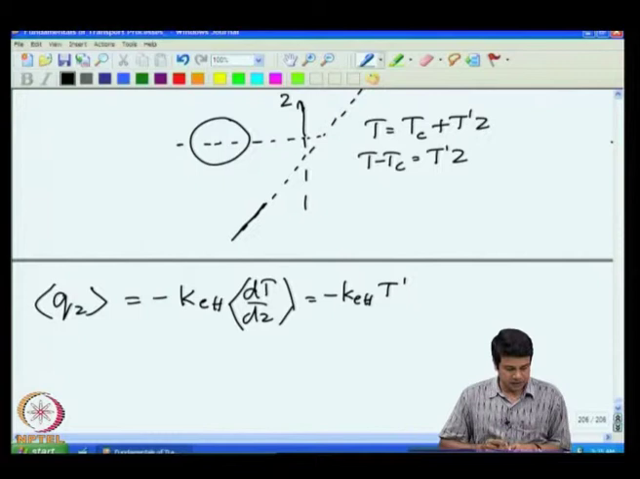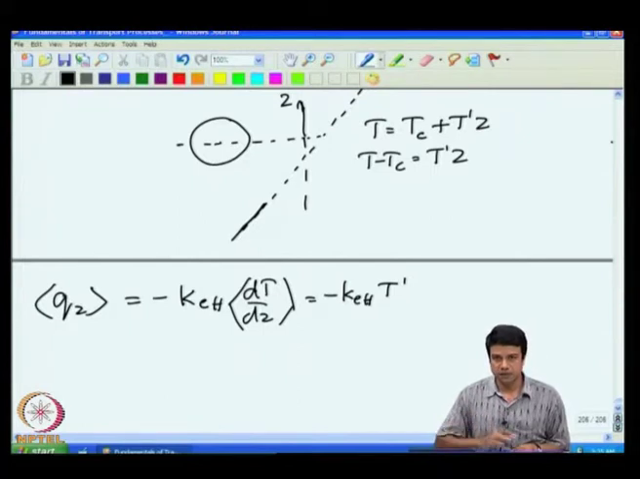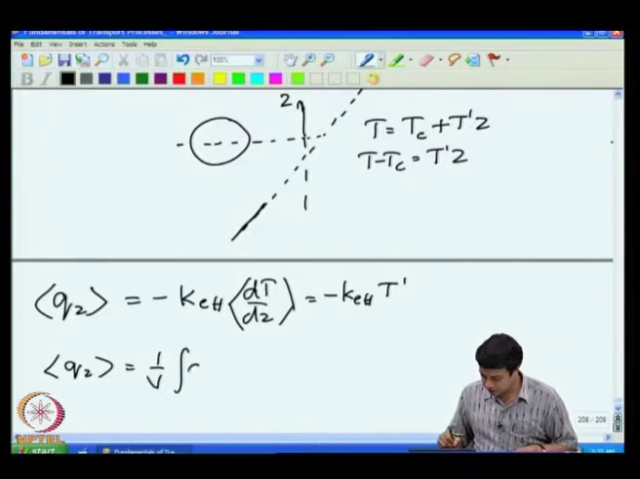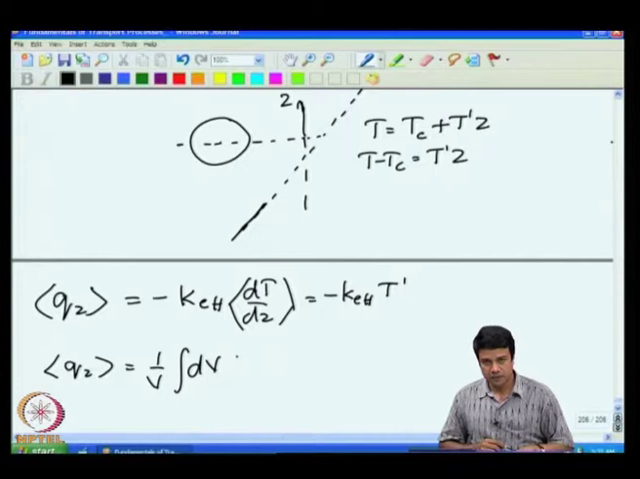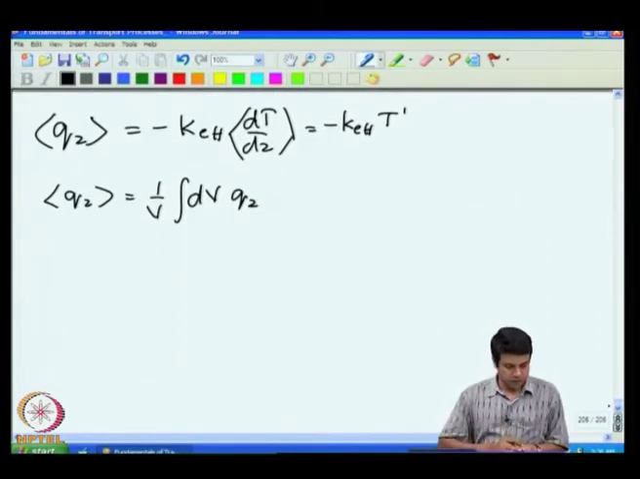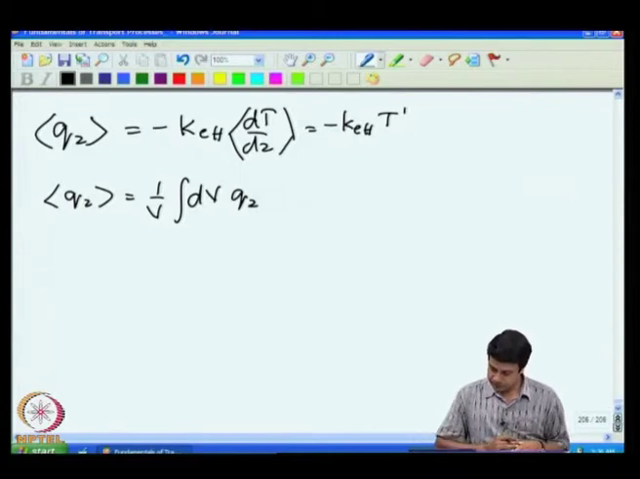Now, I can define this heat flux as a volume average or an ensemble average. If the ergodic hypothesis holds, both should be equal. This is a non-equilibrium system. Therefore, it is better to use averages which do not depend upon the ergodic hypothesis. For the present, I will use Qz is equal to the volume average, 1 over V integral over the entire volume, particles plus matrix, of the local value of Qz. So, this is the average over the entire volume.